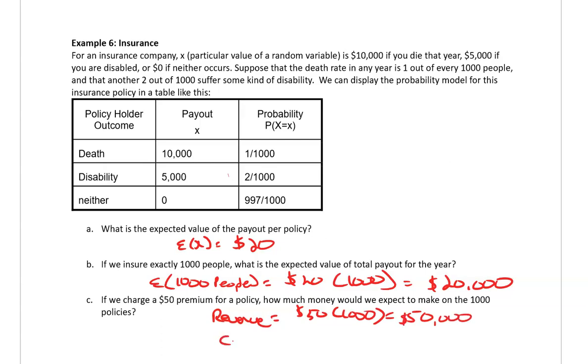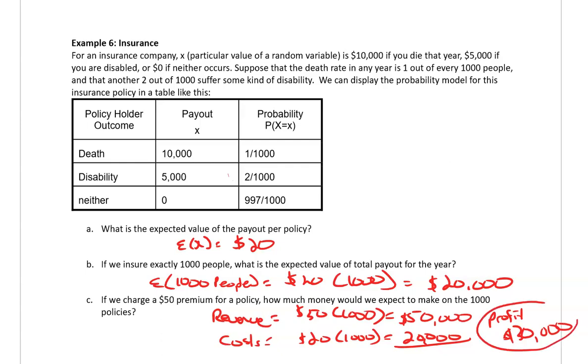And our cost, we calculated that earlier, it would actually cost us $20 per policy times 1,000 people. And so that's our total payouts that we have to pay out. So $20,000. And so our profit would be $30,000. And so I would expect to make $30,000 off of 1,000 policies, and that is number 6 on our outline.